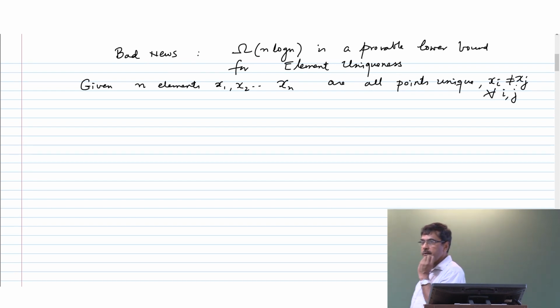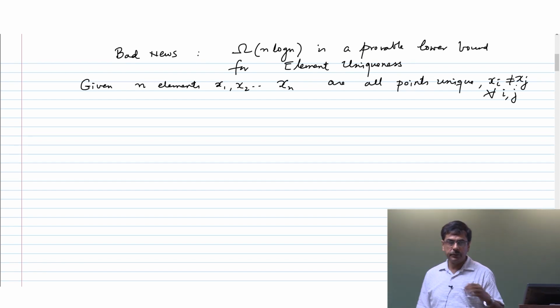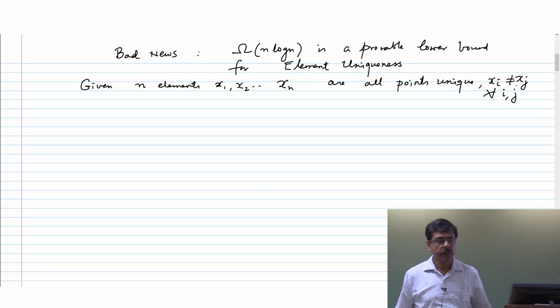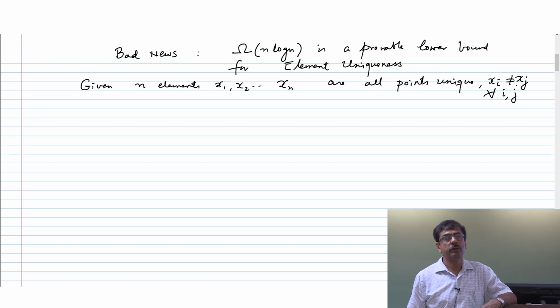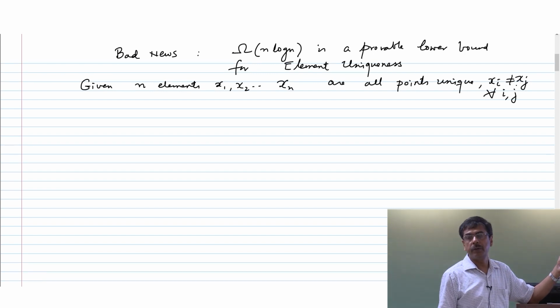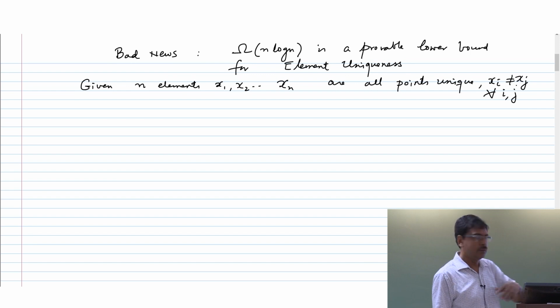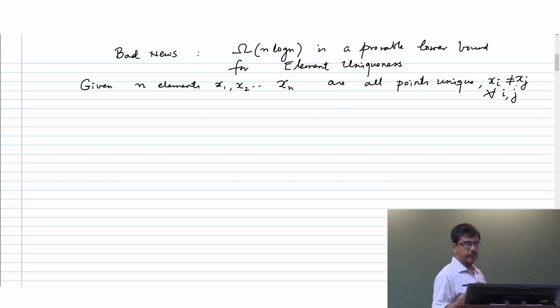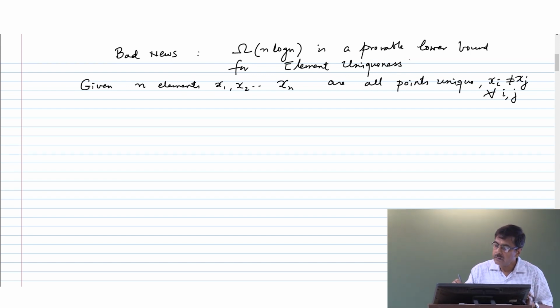So this is a decision problem. It's a very simply stated problem. I give you a set of numbers and I ask you, tell me whether or not there is a duplicate. That is what I have defined. Given n elements, are all points unique, that all points are distinct. Sometimes called distinctness, that's a better term maybe.